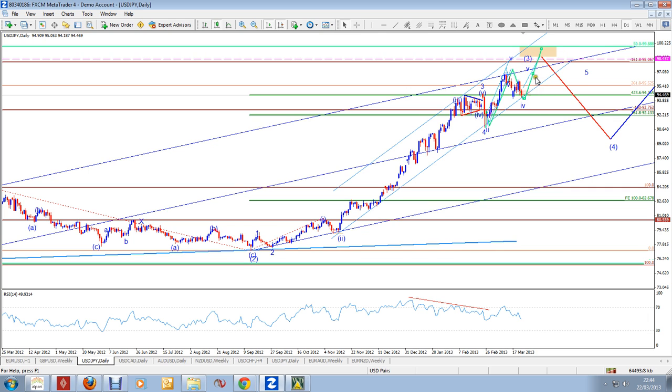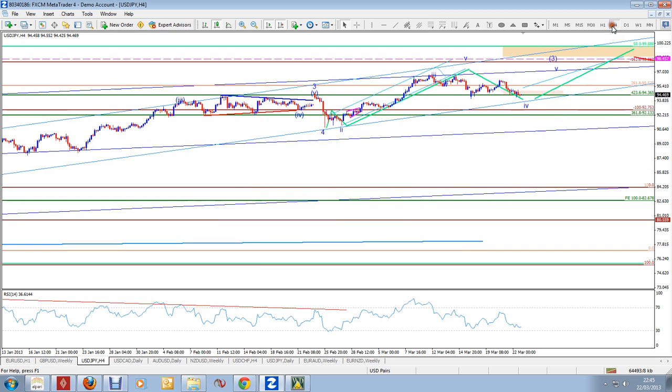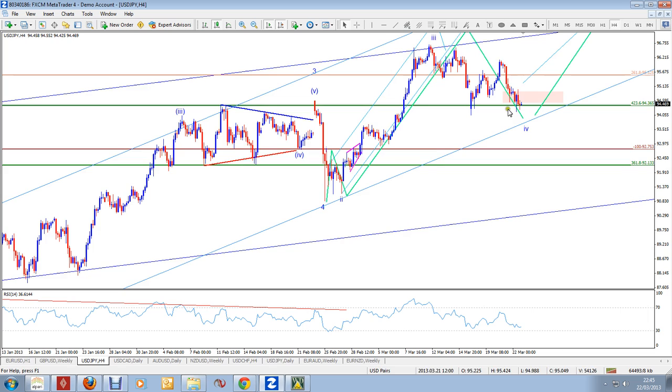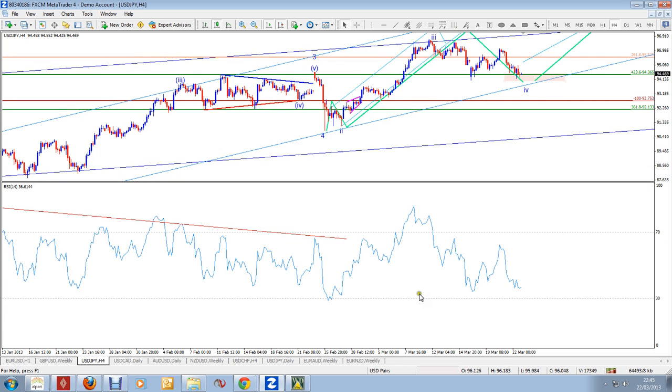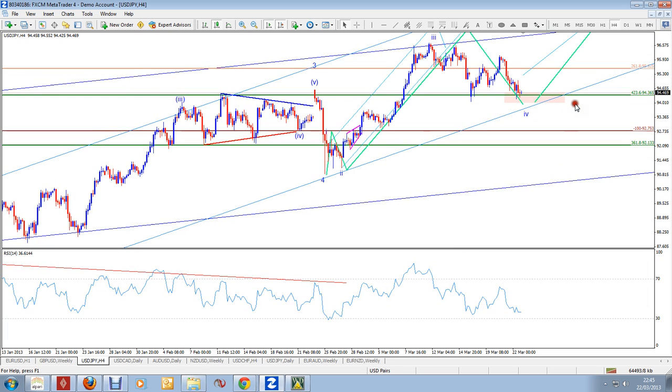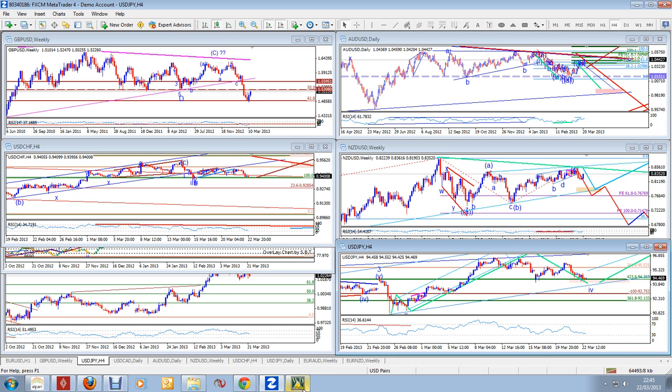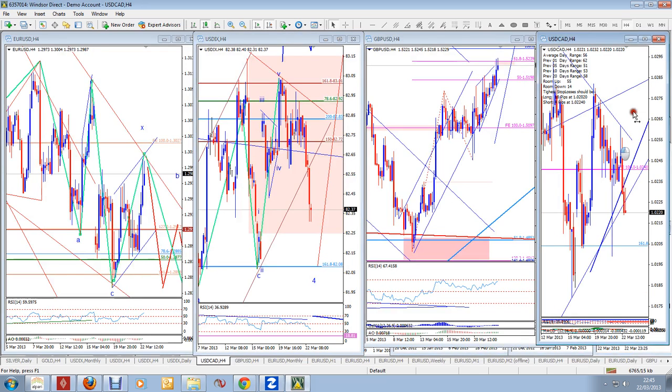So if you were looking at trading this one, then I think next week there could be an opportunity to go long, providing we get this support here holding. Then we may be on our way up for that final leg up. So that's the US dollar yen, and we'll go over quickly now to the Canadian pair.